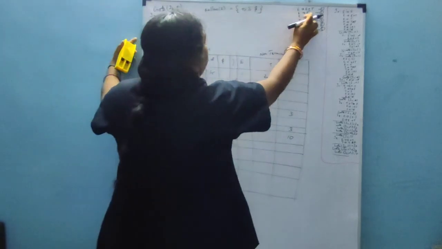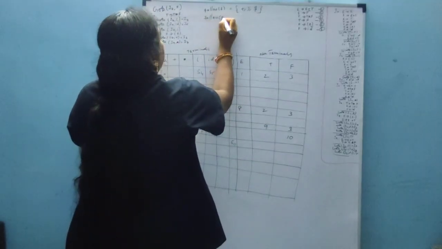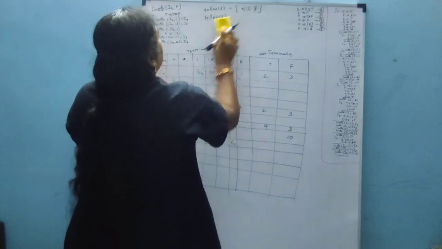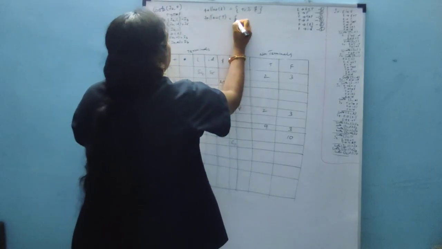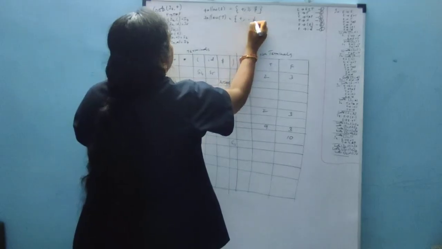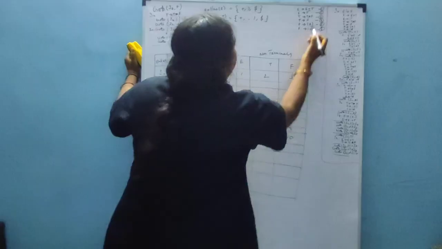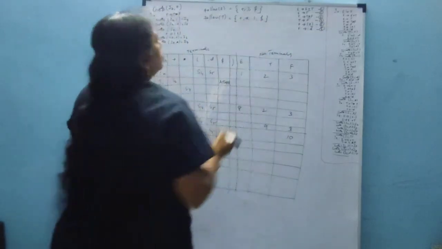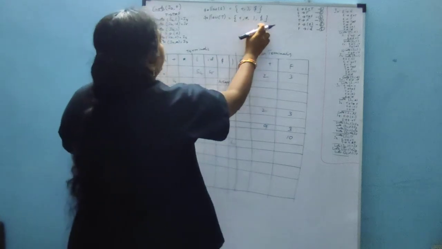So E tends to T. Whatever values are present in follow of E are included in T also: plus, close bracket, dollar. Then follow of T is also present as star, so I am adding star also in T. So plus, star, close bracket, dollar.